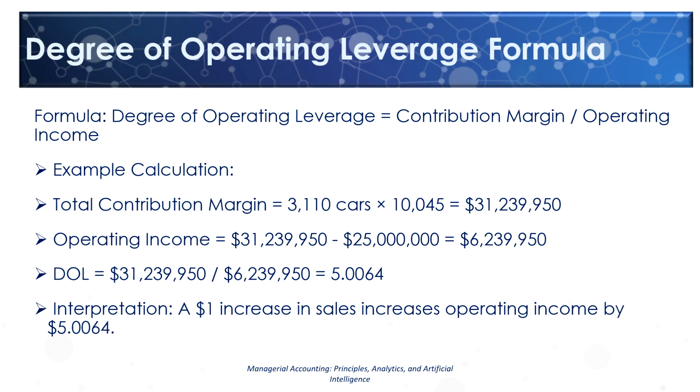Here is an example. If contribution margin is $31,239,950 and operating income is $6,239,950, then degree of operating leverage is approximately a 5. This means for every 1% change in sales, the operating income will change by about 5%. That is a powerful concept because it shows how cost structure creates risk and reward.